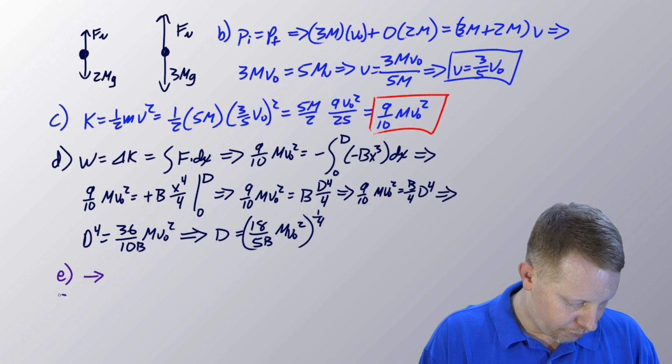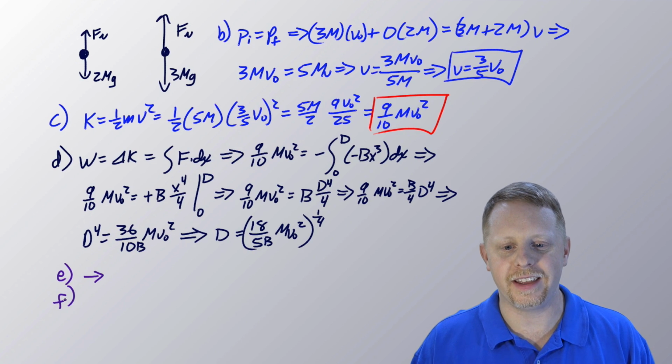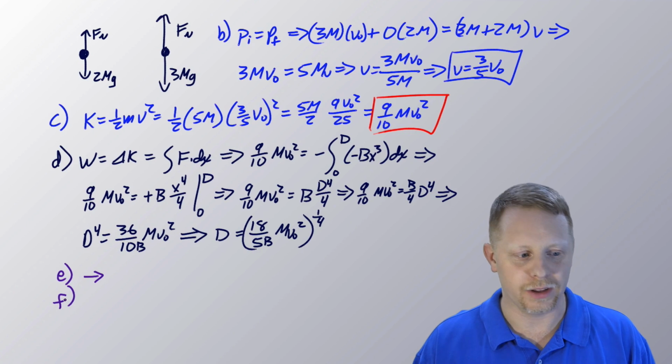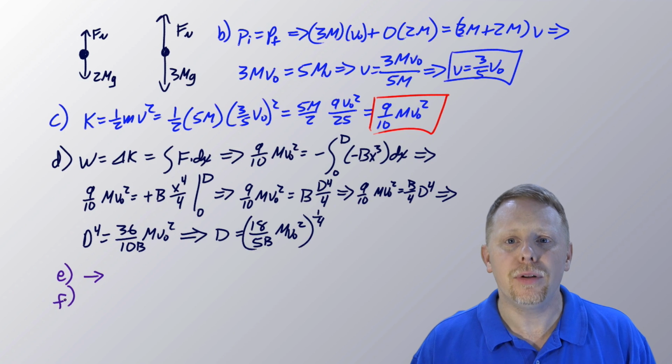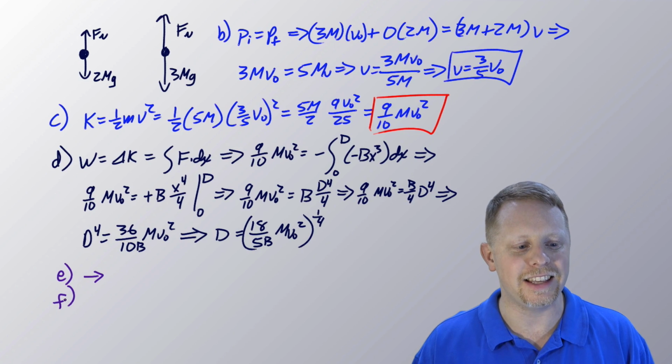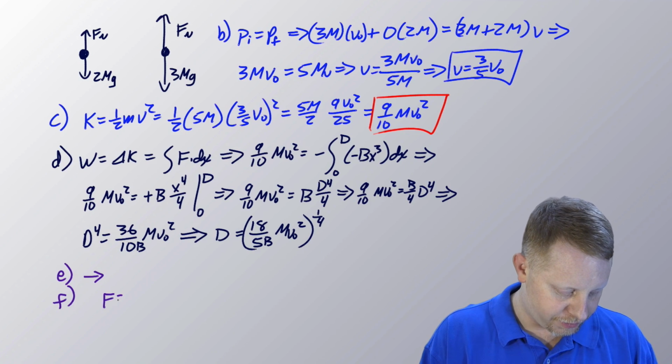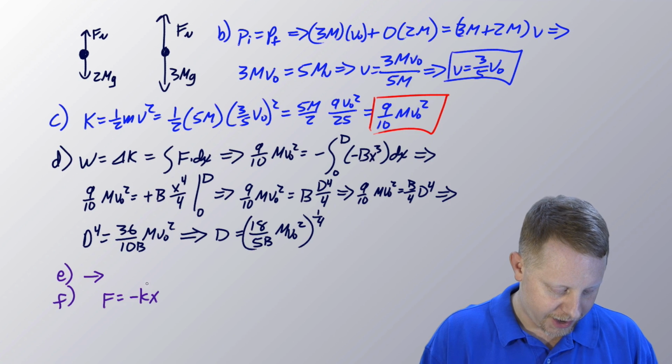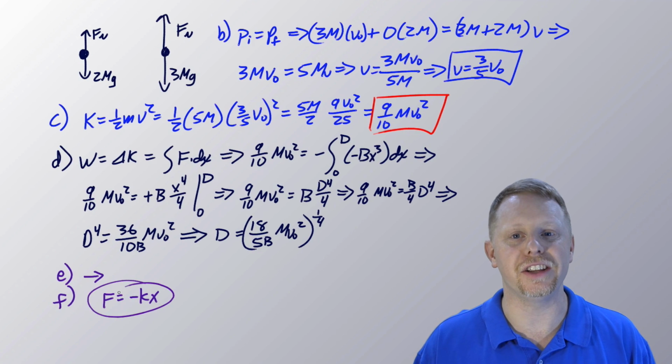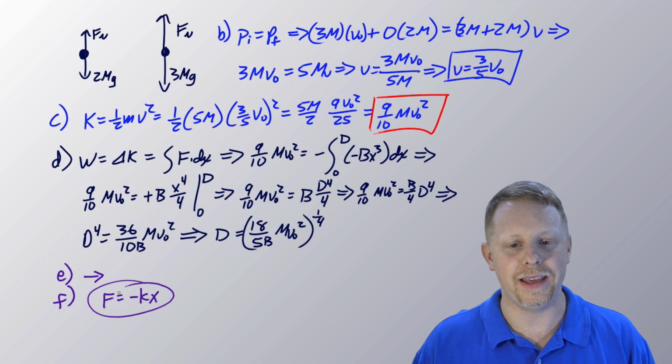And F, do the two blocks, which remain stuck together and attached to the spring, exhibit simple harmonic motion after the collision? Well, no, absolutely not. Simple harmonic motion requires a linear restoring force, a force similar to the pattern F equals minus kx. This is a nonlinear spring, negative b x cubed, so it's not going to exhibit simple harmonic motion. And that answers question 2. We'll come back in just a moment with question 3.